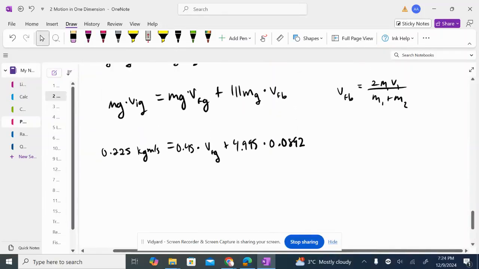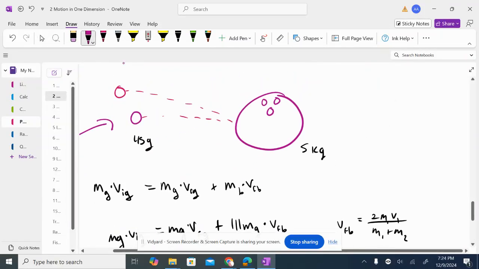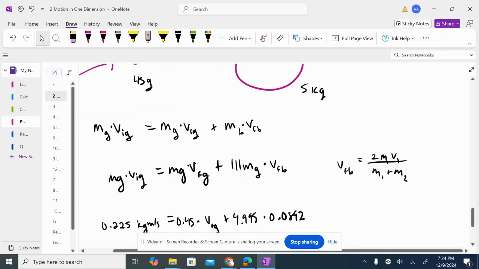All right, we have over here a problem, which I already started, but we have a golf ball that is being shot at a bowling ball, which is stationary. The golf ball does have some kind of velocity. So we're just assuming here, plain old assuming, okay?